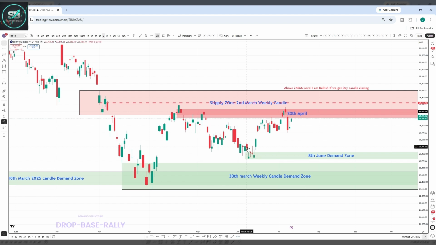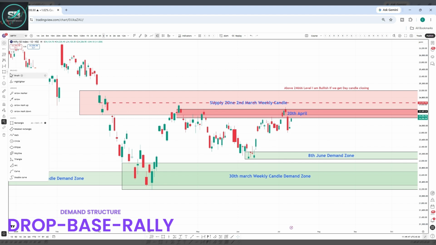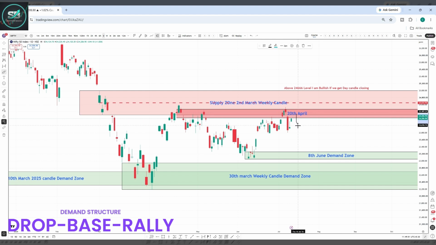So this is a drop, base and rally. This is where the demand zone got created in Nifty, which is untested. Now the scenario for us to go long is, if Nifty takes rejection here and comes back and tests this zone, here we can attempt for a long trade.